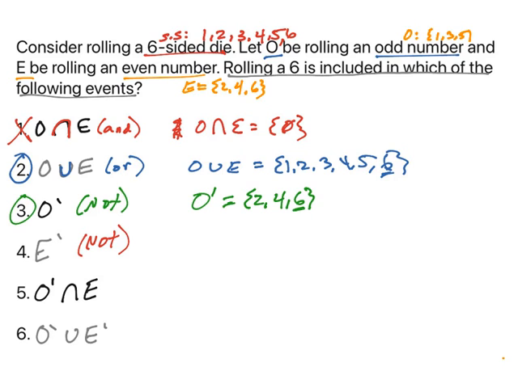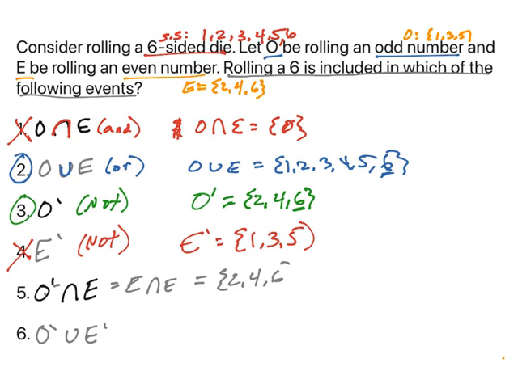Again, this is not. So that means, well, if it's not even, that means it's odd. So E prime would be 1, 3, 5. No 6, no good. Okay, now look at number 5. We've got O prime. Okay, so not O, and in this case, not O is even. So this is the same as even and even. Well, yeah, even and even is 2, 4, 6. 6 is there. This is a winner.